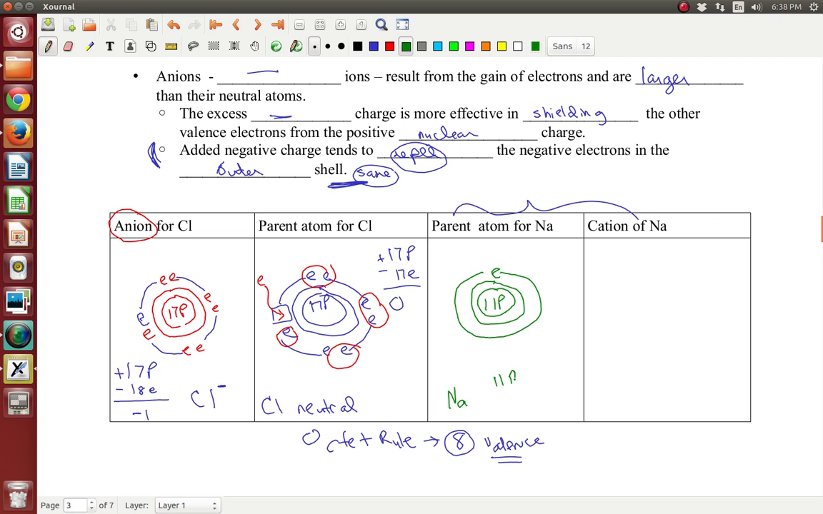11 protons. And there it is. 11 electrons.